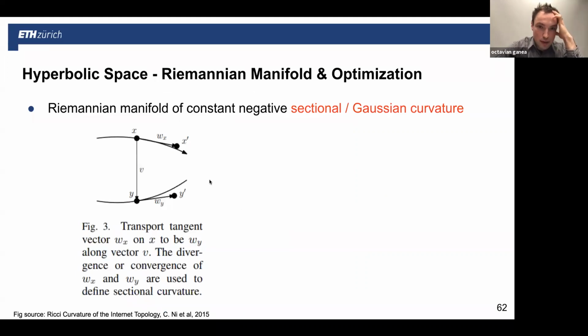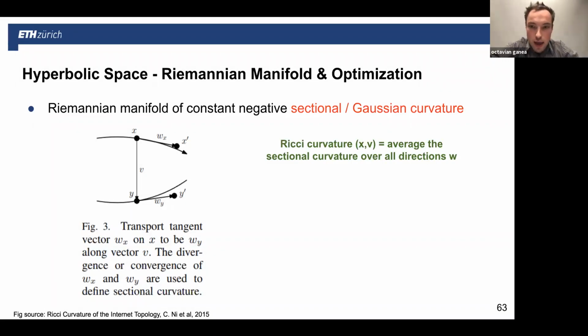So now we have the concept of Ricci curvature, which is the last type of curvature. Intuitively, it is measured at a point X and with respect to a vector V in the tangent space of X. So if you want, it's a vector V that originates at X.